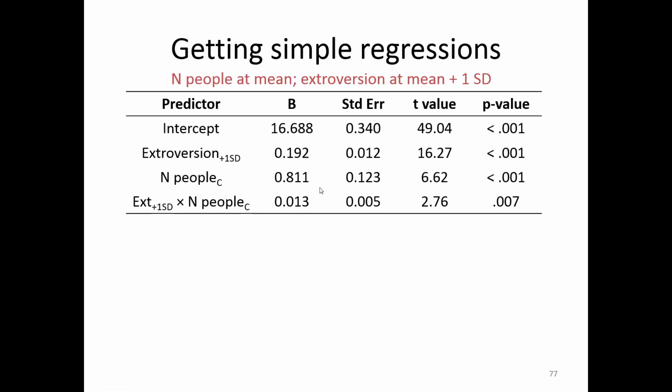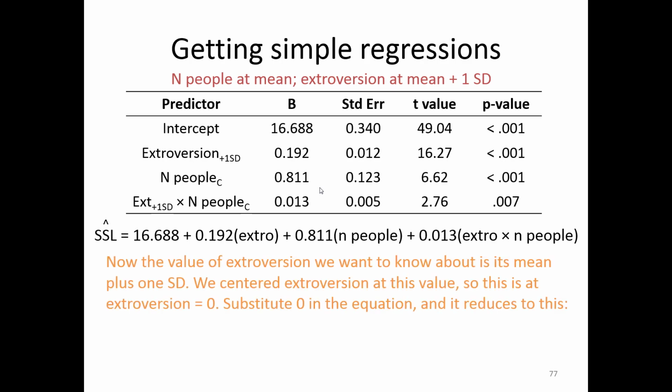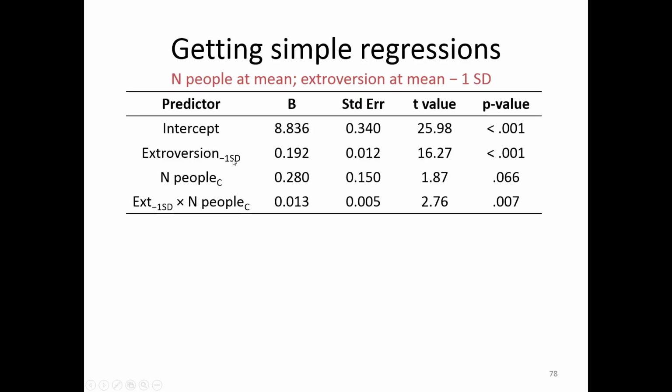Now let's look at a high value of extroversion, so when it's centered at the mean plus 1 standard deviation. Okay, so there's our formula there. The value of extroversion we want to know about is its mean plus 1 standard deviation. This is what we centered extroversion at, so this is at extroversion equals 0. We just substitute 0 into this equation, and it reduces to this. So there's our simple regression for predicting satisfaction with social life from number of people talked to at a high value of extroversion, the mean plus 1 standard deviation.